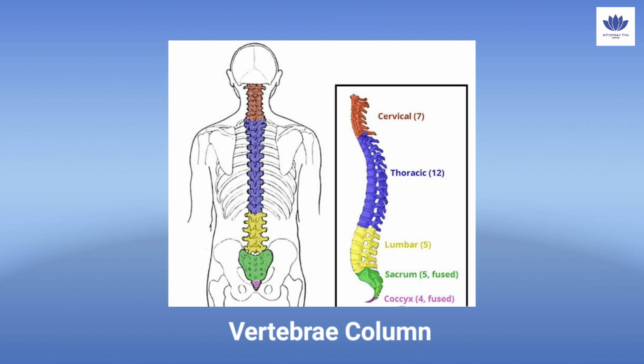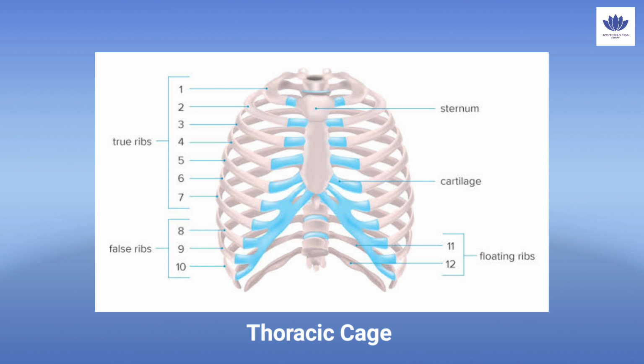Coccyx is also known as the tailbone. Then the thoracic cage. This consists of sternum, ribs and costal cartilage. Sternum is a structure of 3 small bones fused together. It is a flat bone.